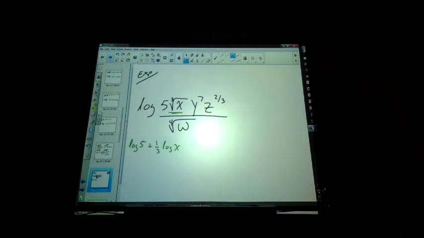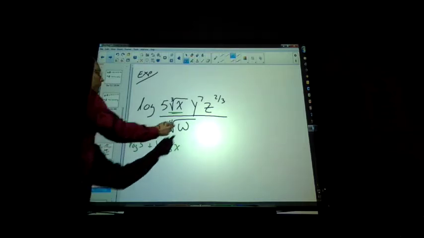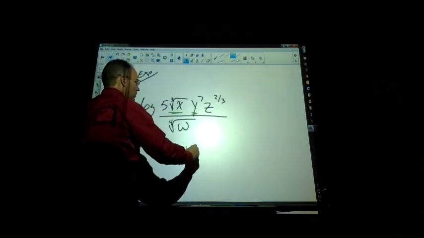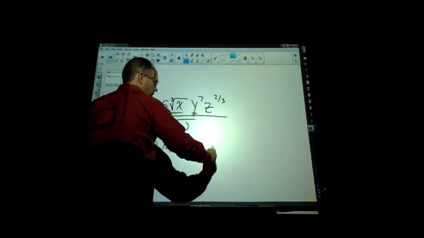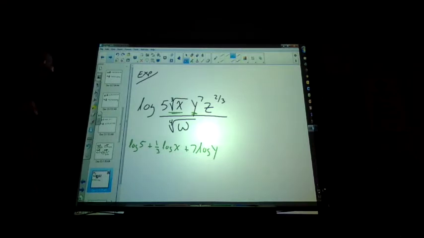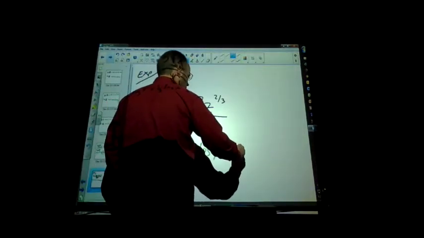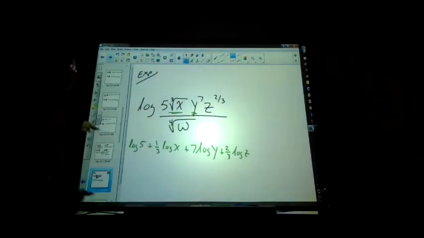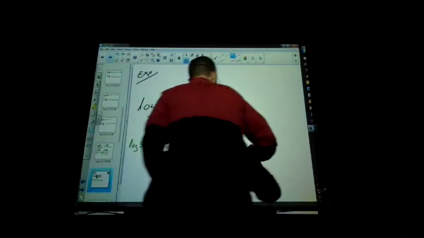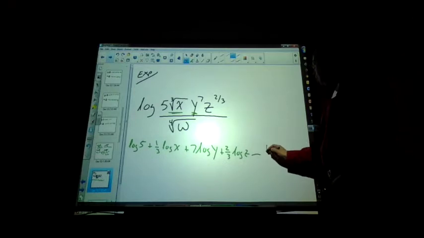Okay. What about the next one? There you go. So plus 7 log y, plus 2/3 log z, minus, good, minus 1/4 log w. Is anyone sitting there going, whoa, where did all this just come from?